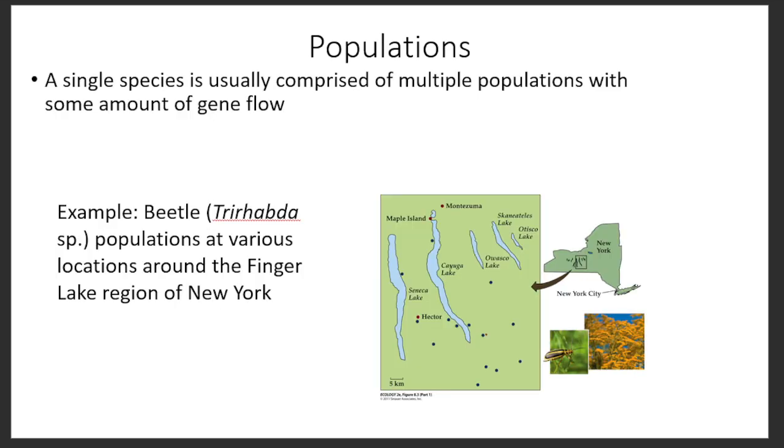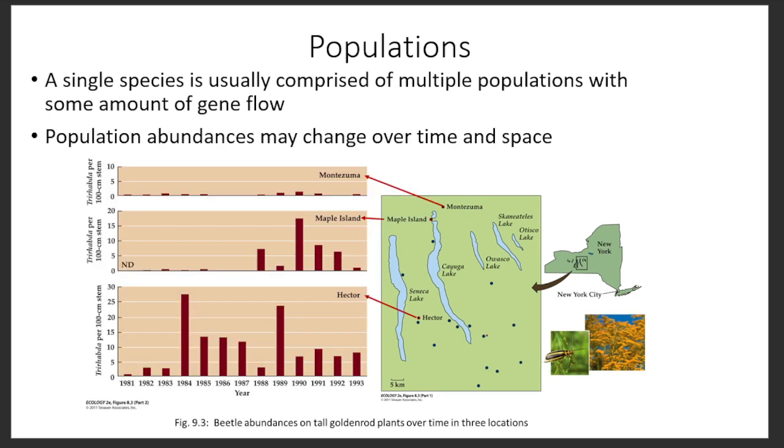So a species is usually comprised of multiple populations with some amount of gene flow. The example down here is populations of beetles at various locations in the Finger Lakes region in New York. So these populations, as shown by the graphs, change over time. Some have more, some have less.